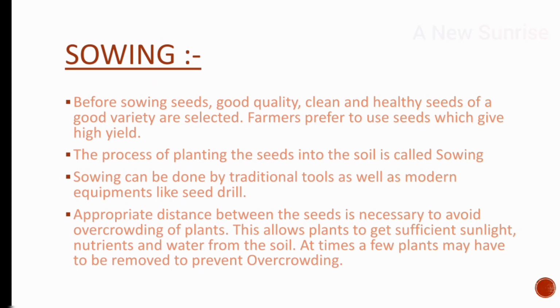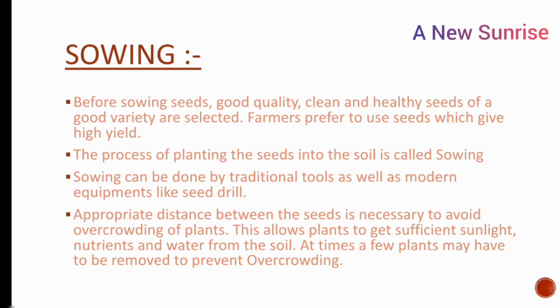Next comes sowing, the second step in order to produce crop. Before sowing, we need to decide what type of seeds we would be using, because some of the seeds are damaged also. Some of the seeds are hollow inside. So we have to choose good quality, clean and healthy seeds in order to grow crops. And usually farmers prefer high yielding seeds.